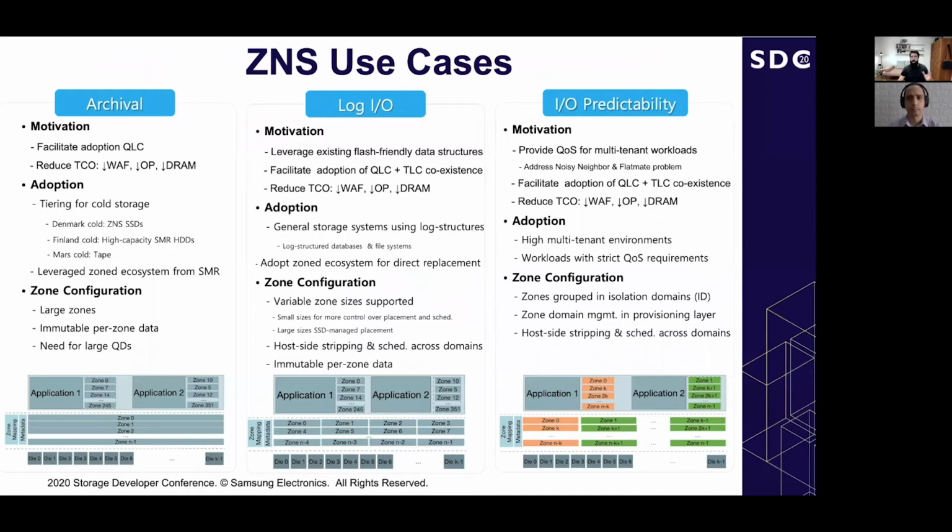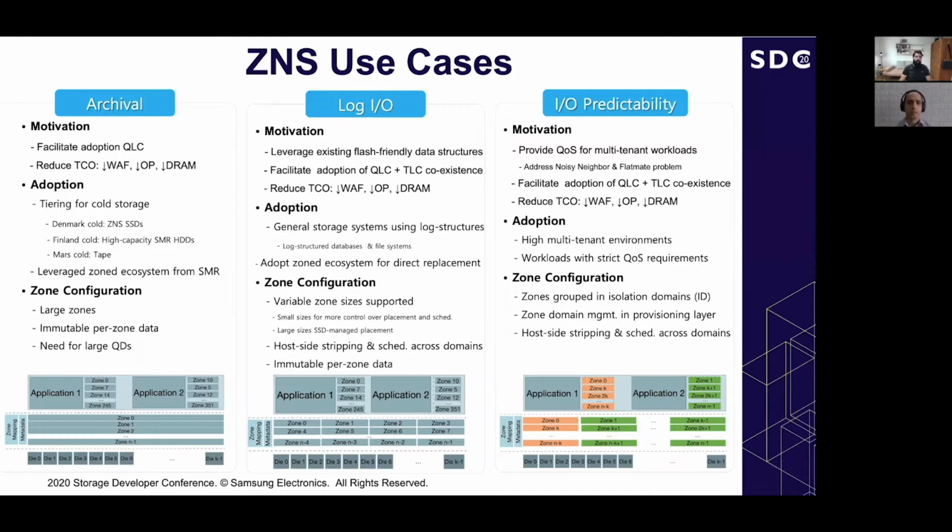So moving quickly through use cases that are targeted for zoned namespaces. I believe one of the first ones that we're hearing about, many people talk about it, is archival. This has a very specific need for adoption of QLC. And coming back to the TCO, reduce write amplification, over provisioning, and DRAM. This is great for cold storage, trying to introduce solid state drives into the cold storage tiering.